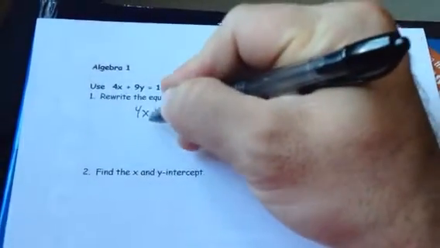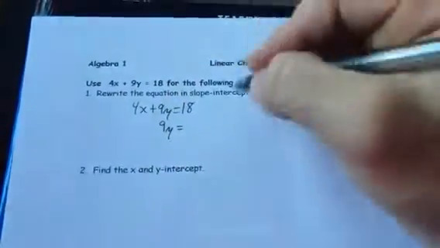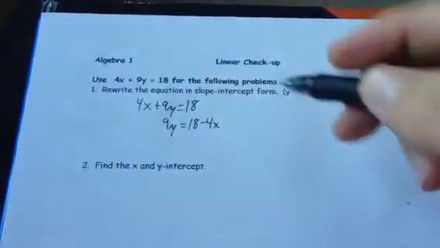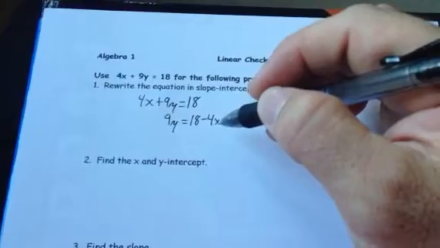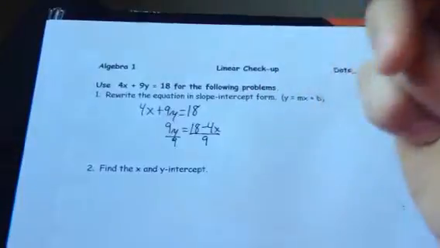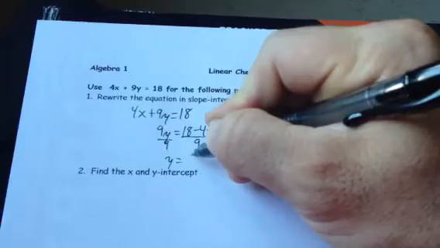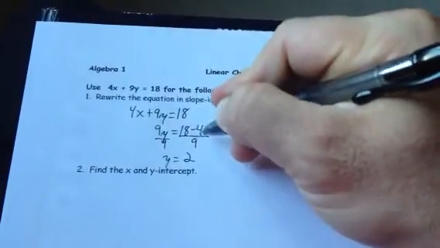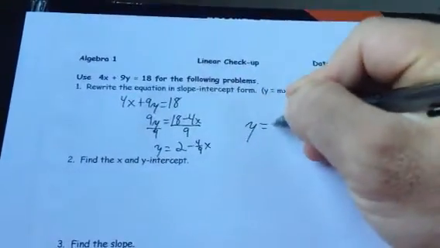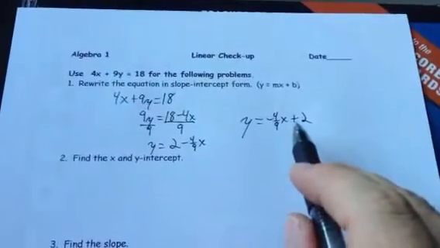So what we're going to do first is take this 4x and subtract it over to the other side. Again, I'm not going to write down every step as we've been doing in class, so 18 minus 4x is what you get on the other side when you subtract 4x from that side over to here. Then you divide by 9. When you divide by 9 on both sides, you will get y equals 18 divided by 9 is 2. Negative 4 divided by 9 is negative 4 over 9x. If you rewrite that as negative 4 over 9x plus 2, that's your slope-intercept form.